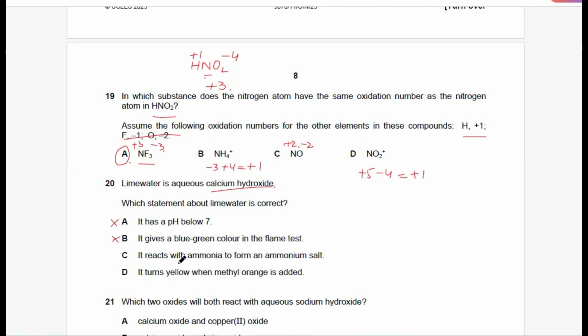It reacts with ammonia to form ammonium salts. Ammonium salts can be produced when we are using acids. It turns yellow when methyl orange is added. Obviously, it's basic in nature, so when we add methyl orange, it becomes yellow. So over here, D is the right option.